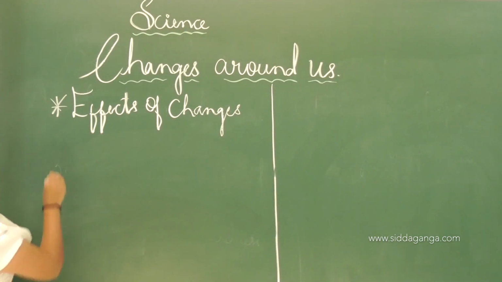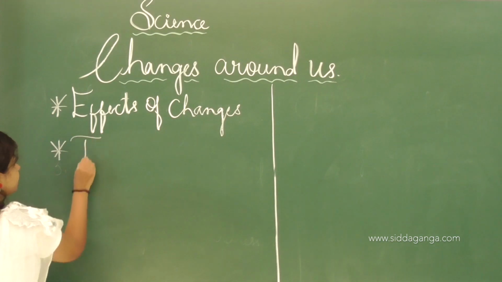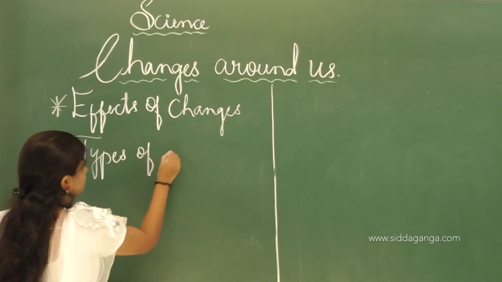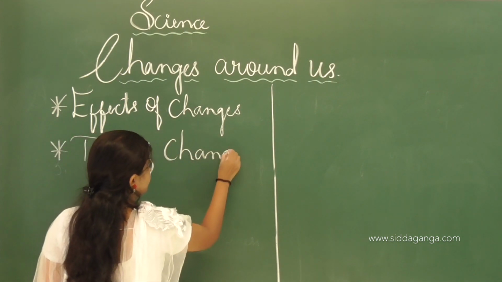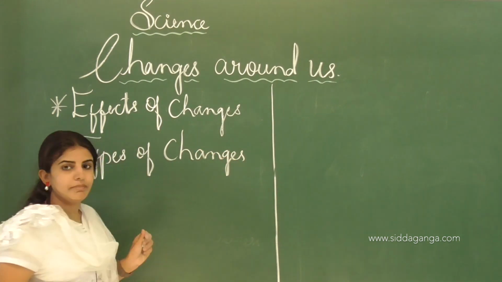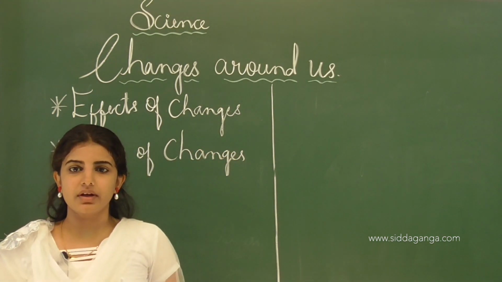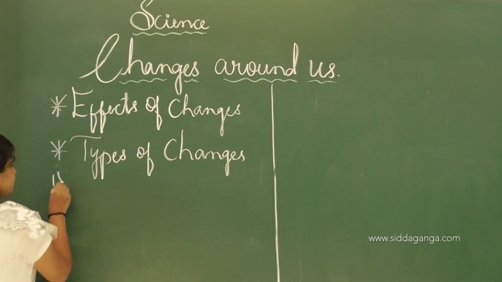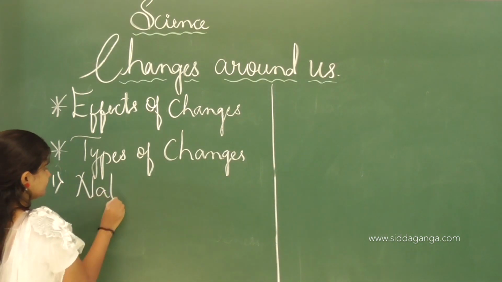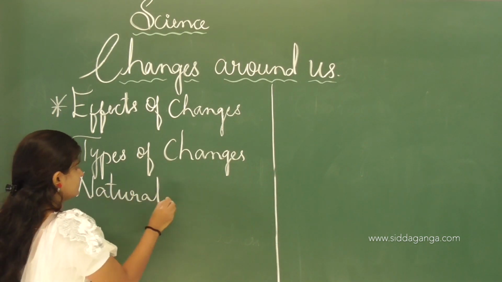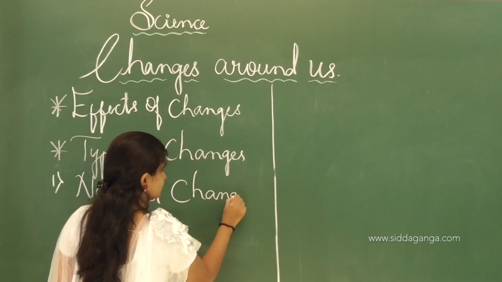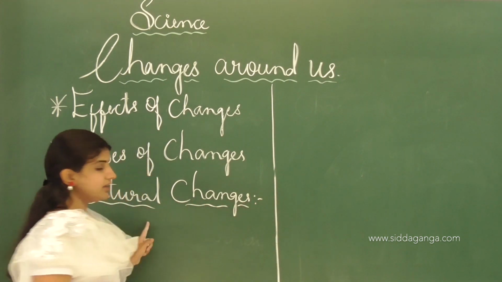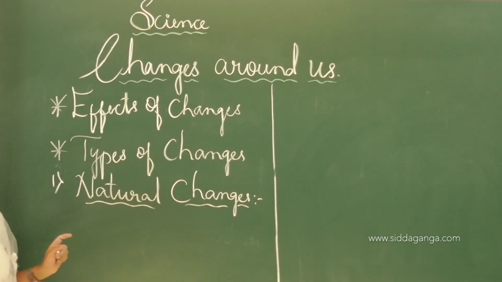Effects of changes is over. Next one is the types of changes. Based on the types of changes, changes can be classified into different types. One by one we will learn, in which the first one is the natural change. As the name indicates, these changes take place by nature only.